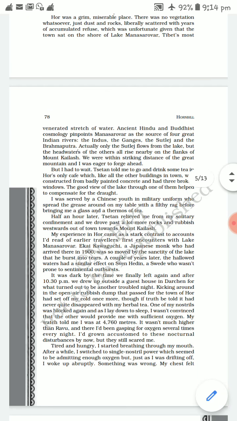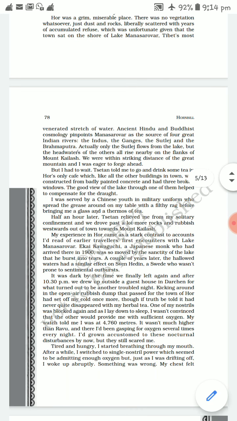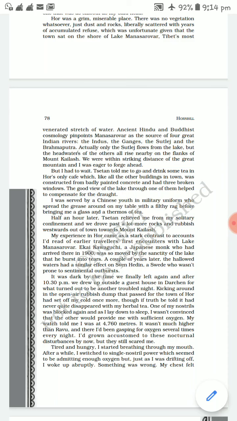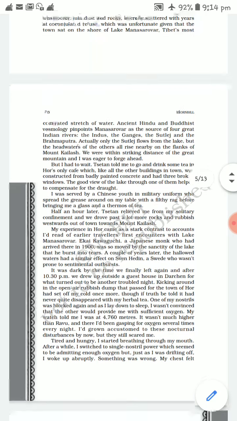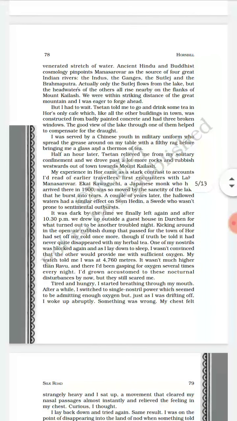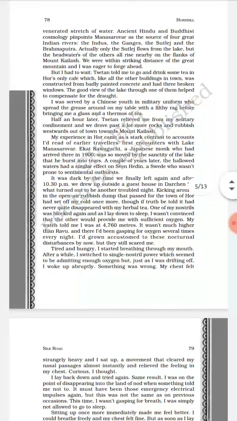We were within striking distance of the great mountain. Great mountain, here the author Nick Middleton refers to Mount Kailash, and I was eager to forge ahead. I was eager to move ahead. But I had to wait. Now, why so? Why did the author have to wait?